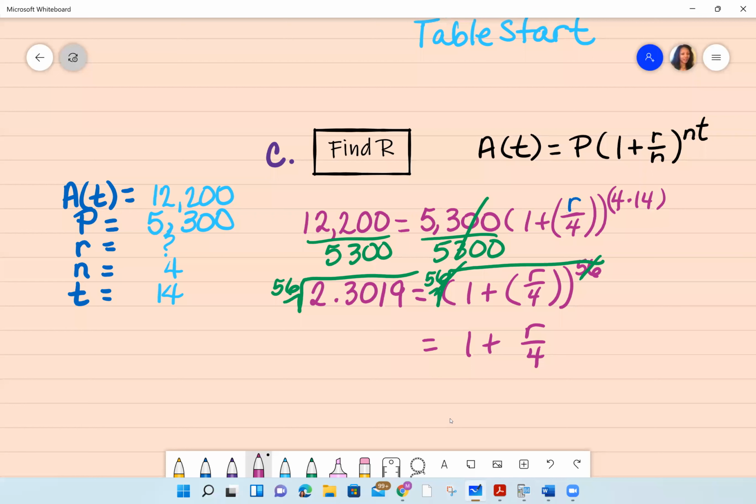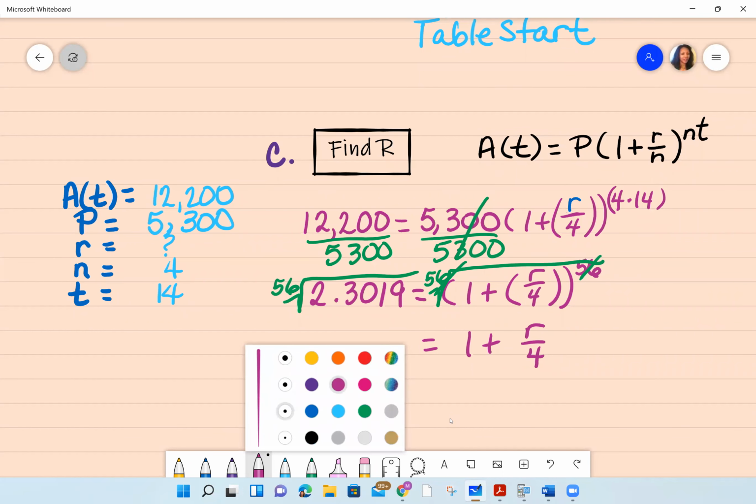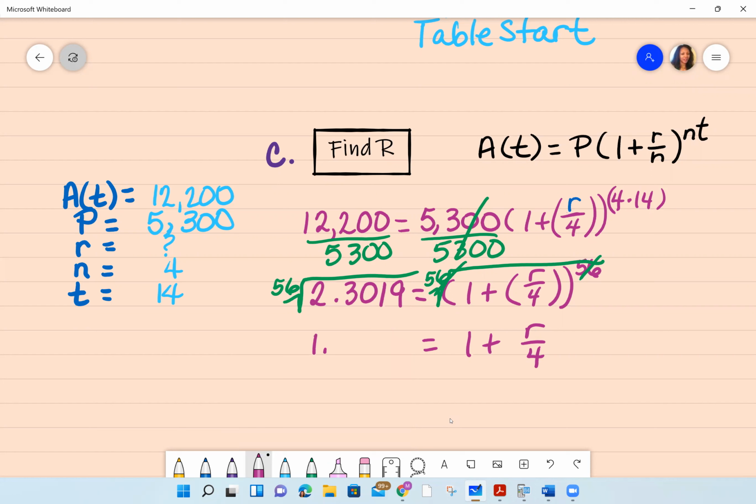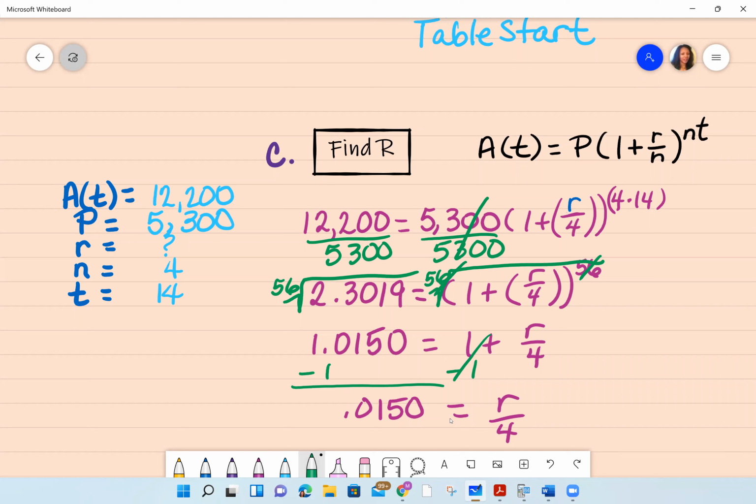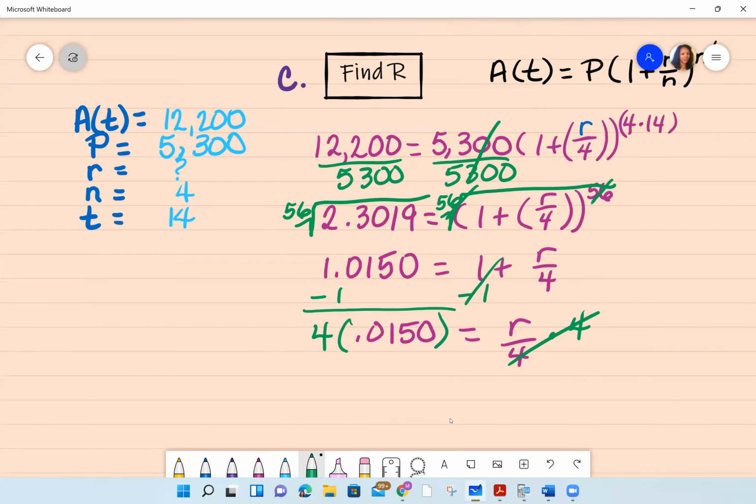Go back to my screen here. And like I said, this is 1.0150. And now I just have algebra. What I want to do is subtract 1 on both sides. And I am left with 0.0150. And that's going to be equal to R over 4. Well, we know in algebra the inverse of a division sign is multiplication. So we're going to multiply 4 on both sides, and that will give me my R.